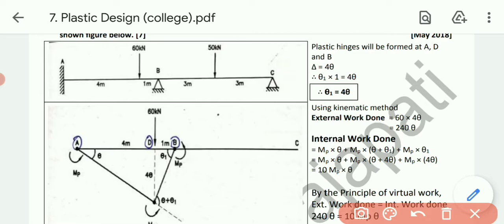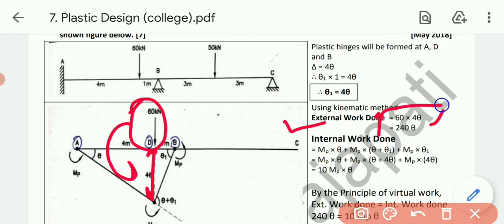So now let's solve the sum. Let's start first with the external work done. External work done means load into its deflection. So 60 into 4 theta. So 60 into 4 theta, so the answer is 240 theta.